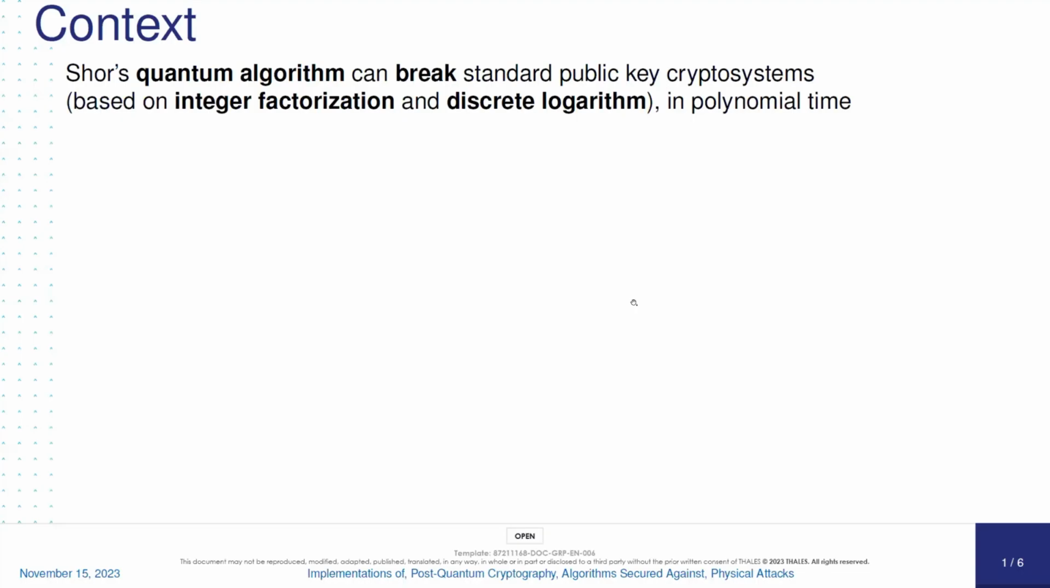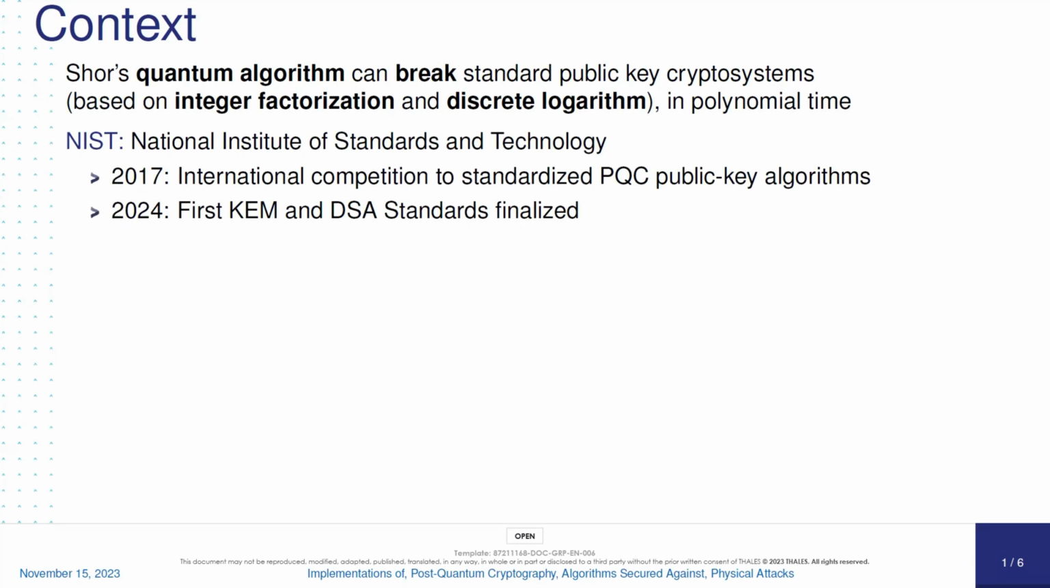So there's this quantum algorithm, Shor's algorithm, that can solve the integer factorization and discrete logarithm problems in polynomial time. And so this is bad news for RSA and ECC. Basically, the National Institute of Standards and Technology said in 2017, we should have a competition in order to find new public key cryptosystems resistant to quantum computers.